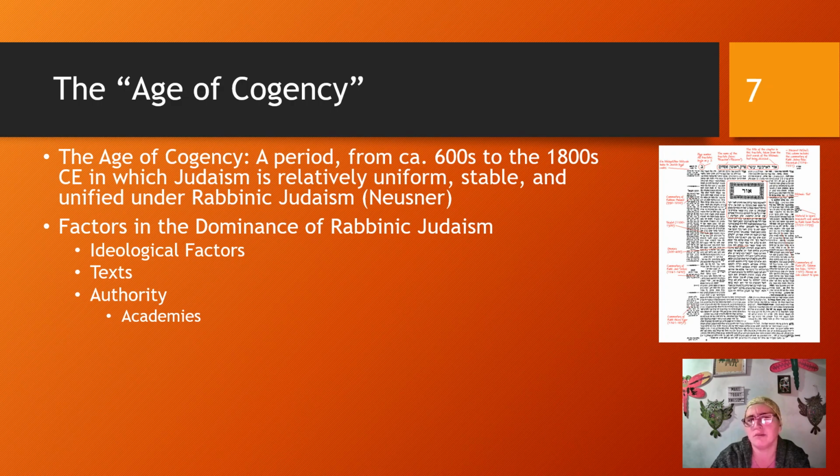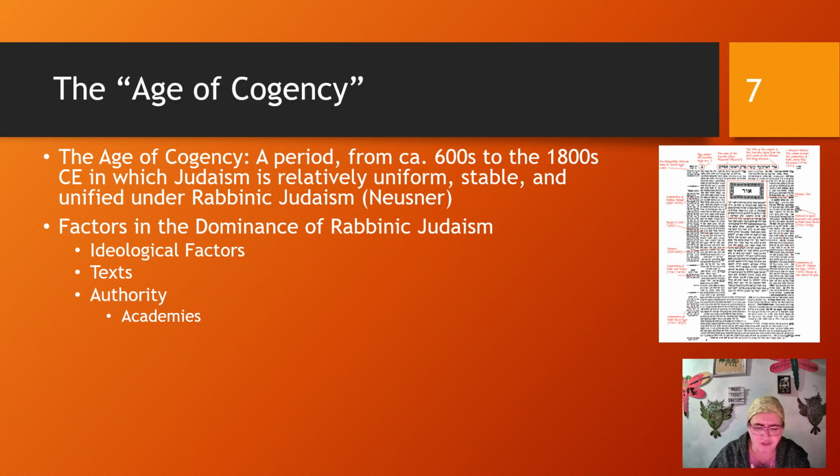And he referred to the Middle Ages as the Age of Cogency, a period from about the 600s to the 1800s, although some people would put that earlier, to the 1700s. So this is a period in which Judaism is relatively uniform, stable, and unified, predominantly under rabbinic Judaism. The Age of Cogency is a time in which Judaism comes together. It stabilizes after the disaster and the formative period that we looked at in Unit 1, and then it becomes rooted within Judaism, within Jewish families.